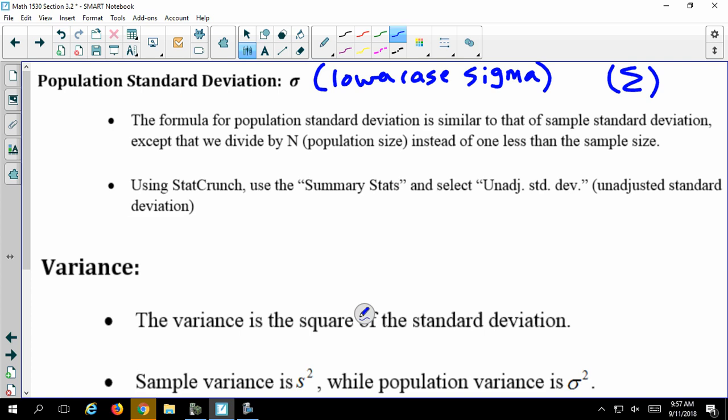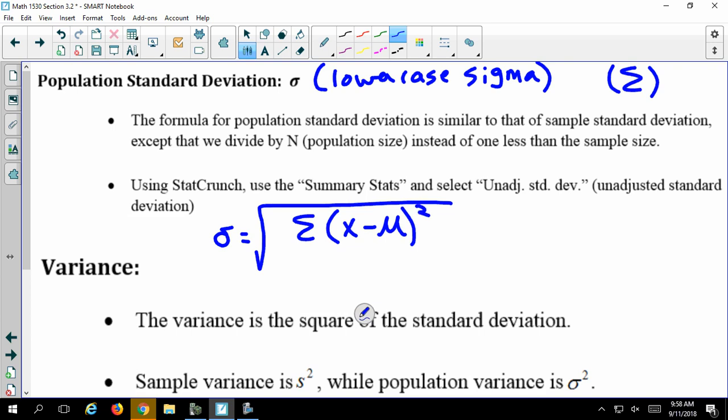The population standard deviation has the same formula, except we find deviations from the population mean, so that would be mu, instead of x bar. I told you you had to know the symbols, right? So instead of x bar, we're going to take deviations from mu, and we divide by the population size, n. We do not subtract 1 here.